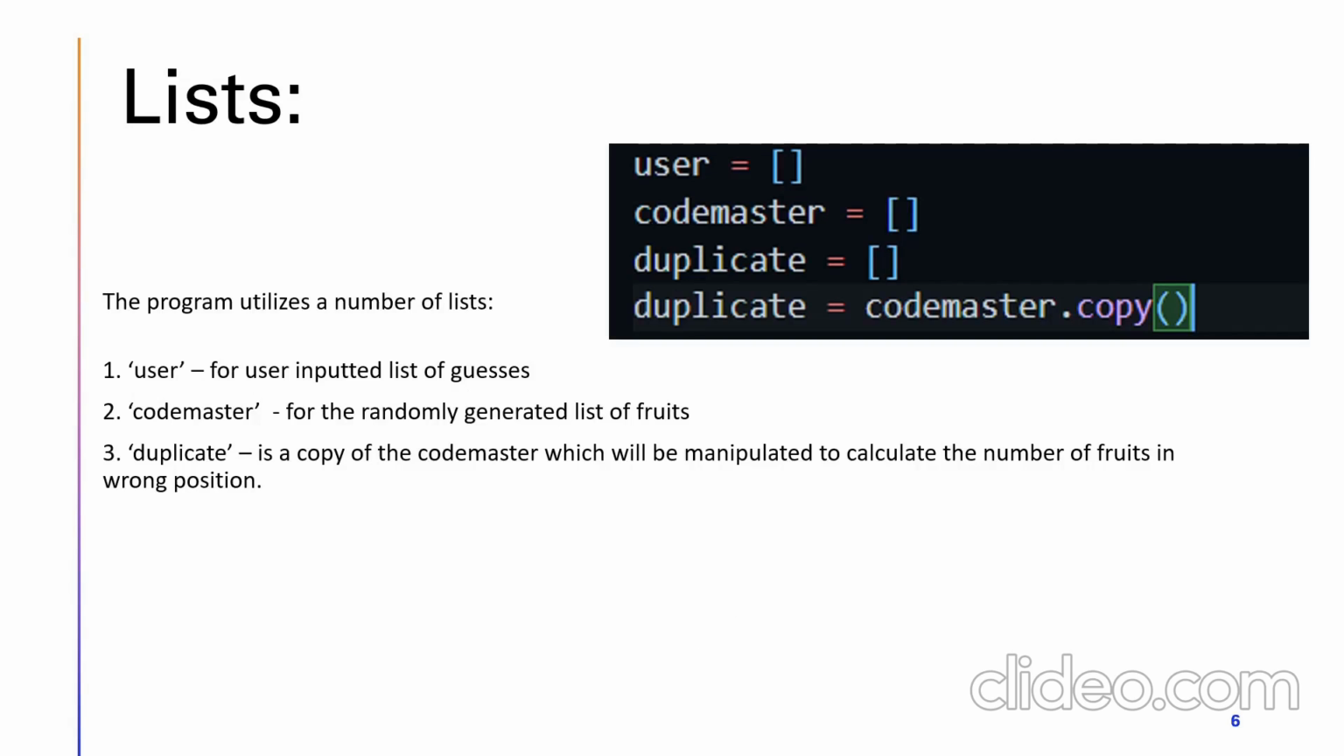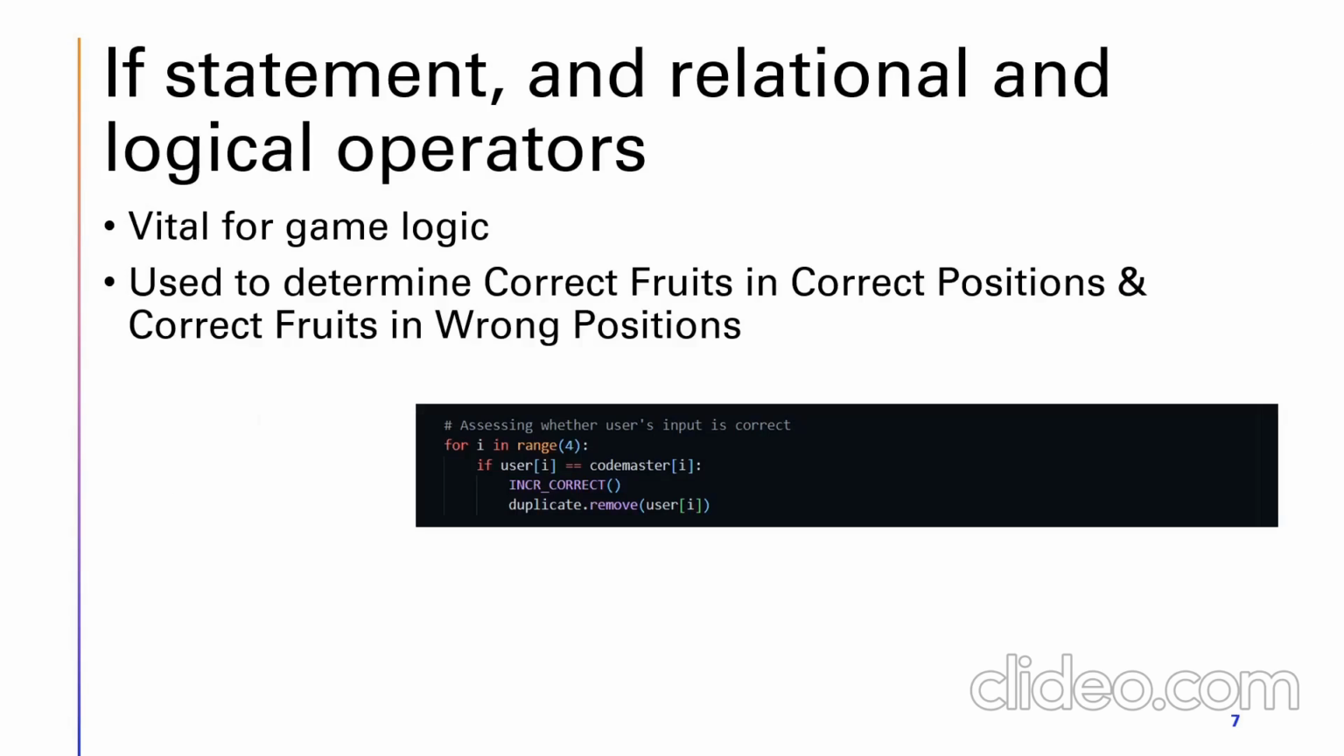The second technique used is the list. Lists are used in many instances in this program, one of which is the user list, where all the user input guesses will be stored. We will have another list for the codemaster. That's where the randomly generated list will be stored. And thirdly, we have a duplicate list of the codemaster, which will be manipulated to calculate the number of fruits in the wrong position, which will be further seen in the demonstration.